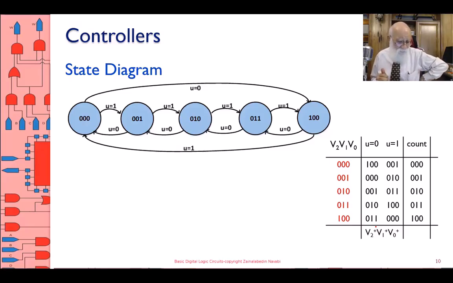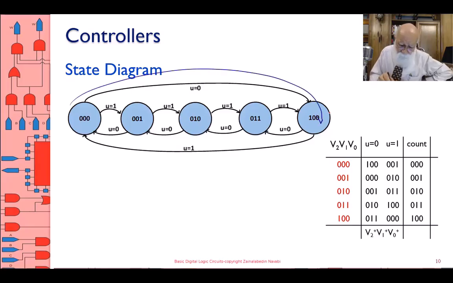In state 000, if U is 1, I go to 001. That means I'm counting up. If U is 0, I'm counting down. That means in 000, if I'm counting down, I go to 100. Okay? And then from 100, which is 4, I go to 3, to 2, to 1, to 0 eventually, and then back, if this is down counting.